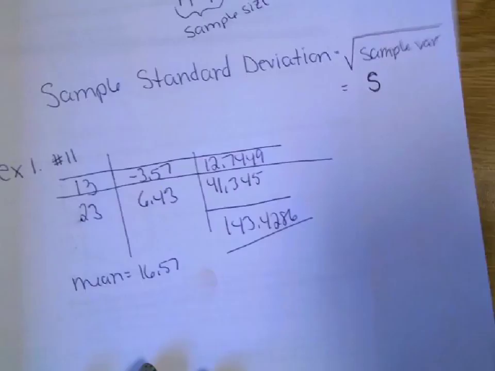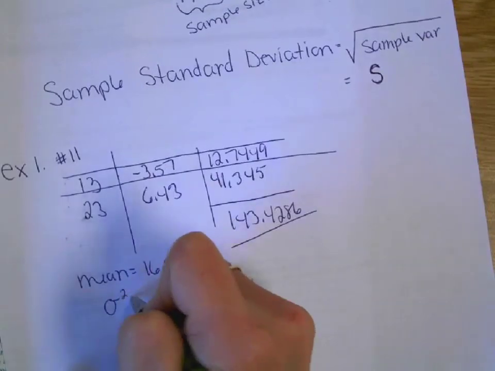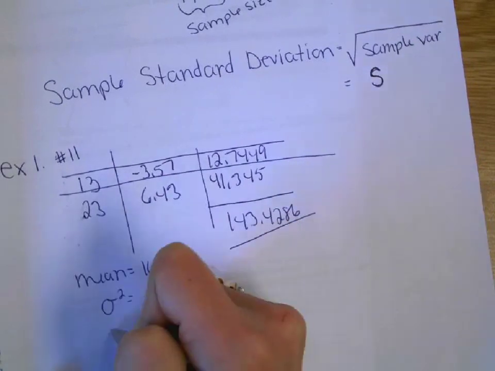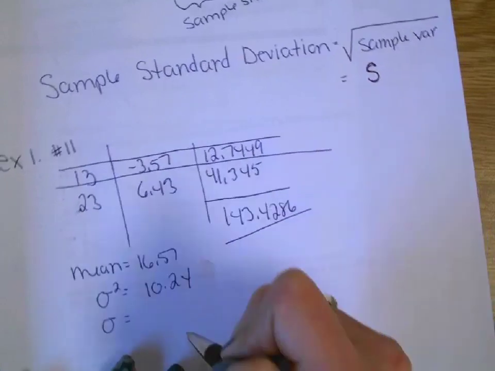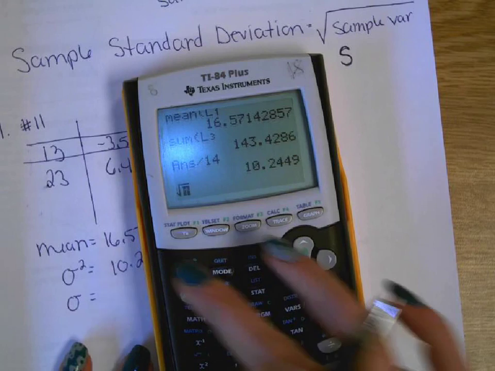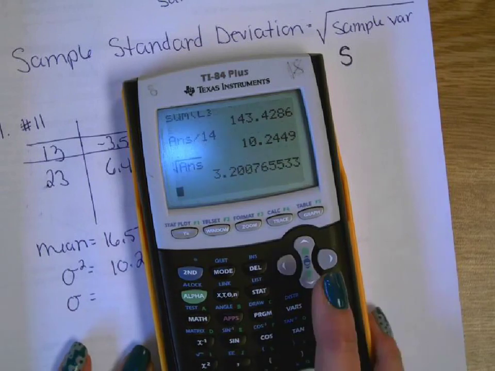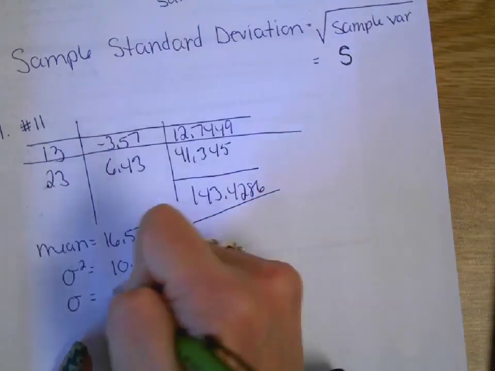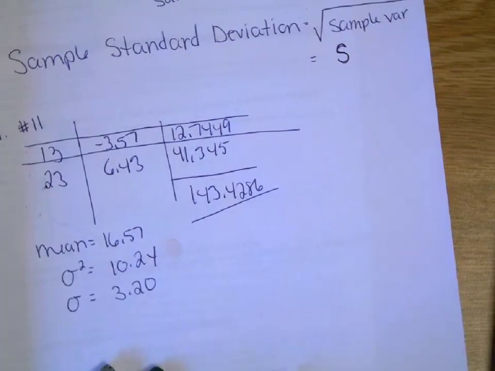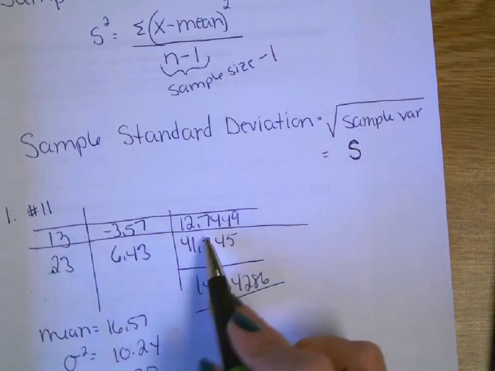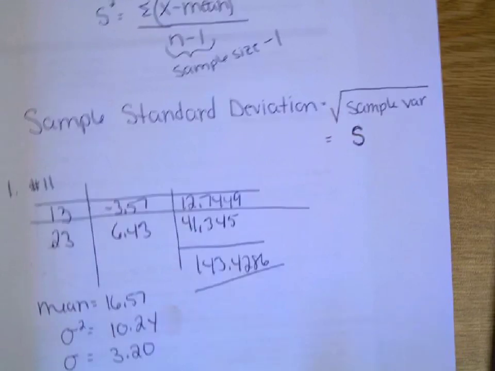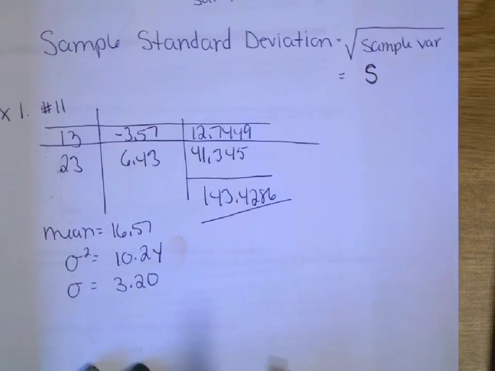So the variance is 10.24. I will square root that to get my standard deviation, 3.20. And then it did ask for range in there, but you know how to do that. So all I want for homework is the two rows, the top row and the bottom row in your table, and I'll know everything else in the middle is good. So there it is.